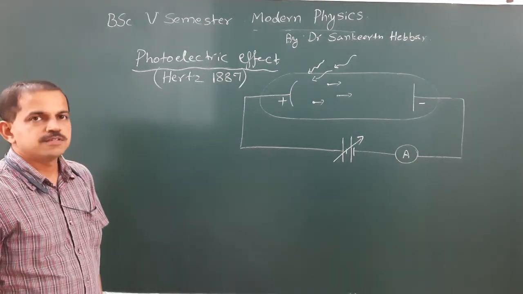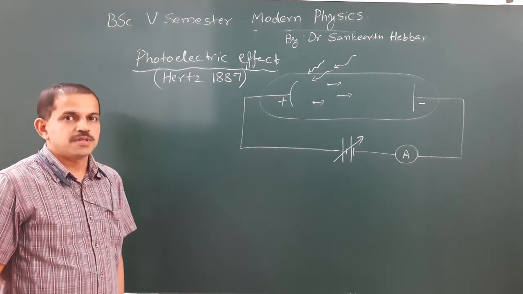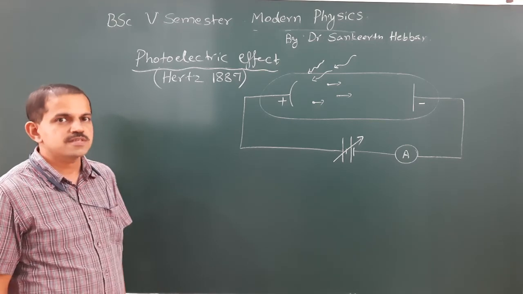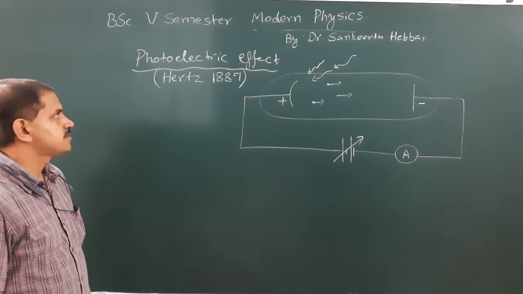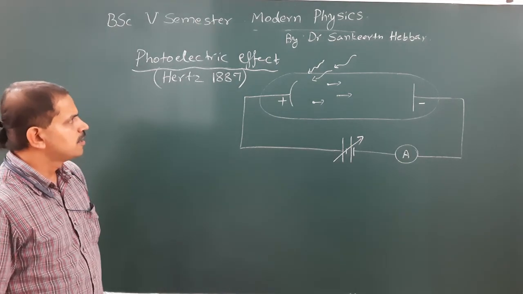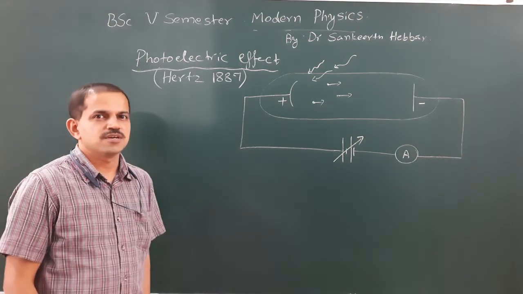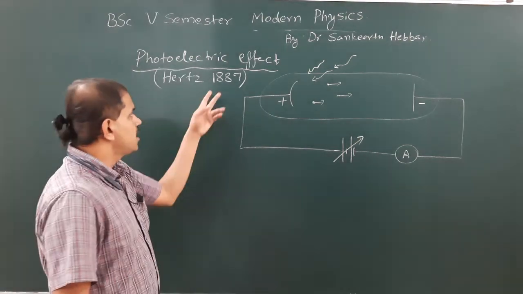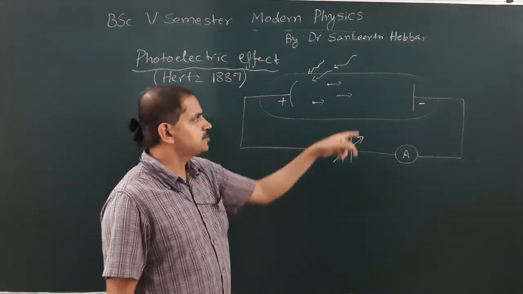It was one of the first experiments that proved that quantum mechanics, or a new type of physics, is necessary to understand the experimental results. It was Hertz, much before 1900, which was probably the year of birth of modern physics. It was in 1887. He was doing an experiment in a glass tube.